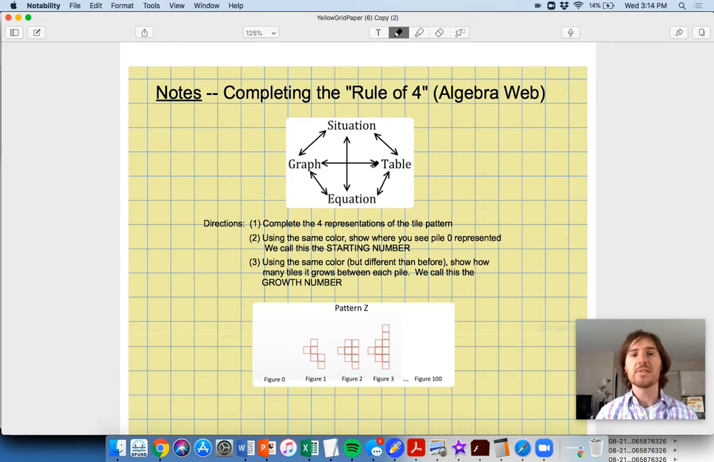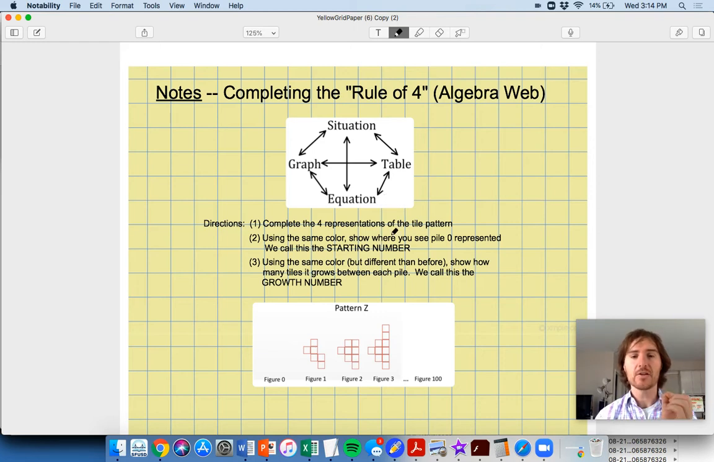All right, anyways, we see in front of us here, rule of 4. That was today's class. I introduced the concept. You got to play with it. Maybe you're doing your homework now, but the 4 representations of an algebraic expression or an algebraic situation or algebraic scenario are a written situation, a graph, an equation, and a table.